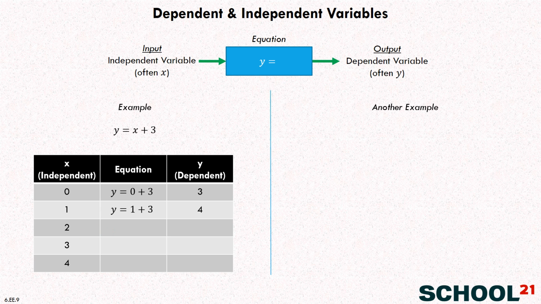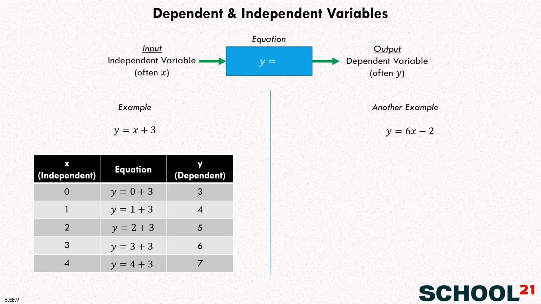What should I write right here? Y equals 2 plus 3. Good, so y equals 5. Great. How about the next row? Y equals 3 plus 3. And y equals 6. Okay, you got it. How about the next one? Y equals 4 plus 3. And so y equals 7. Excellent. Okay, let's do another example over here on the right.